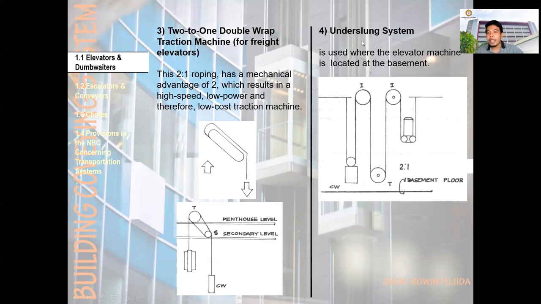Next, we have the underslung system. This is used where the elevator machine is located at the basement. So this is the elevator car, and then the traction machine. This is the sheave. And then you have the counterweight.